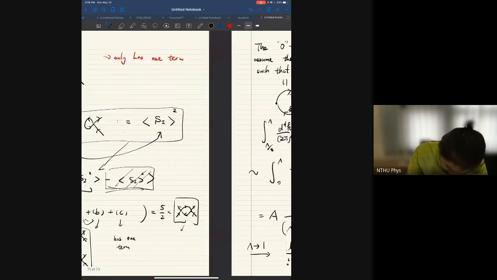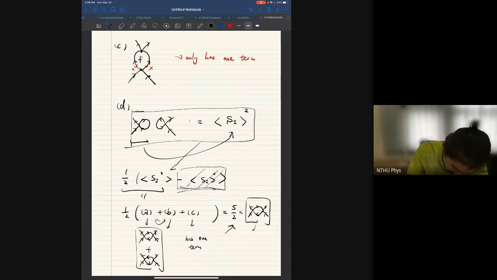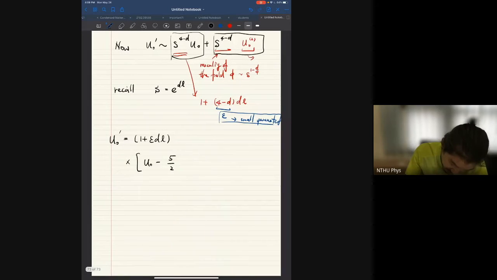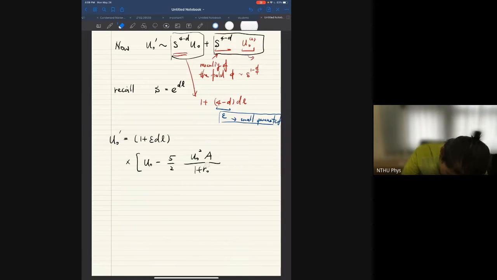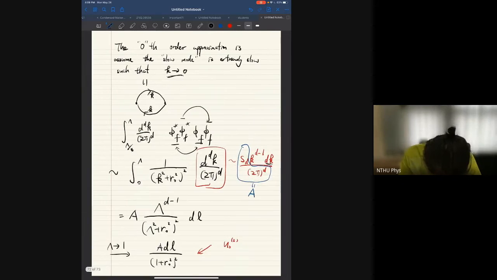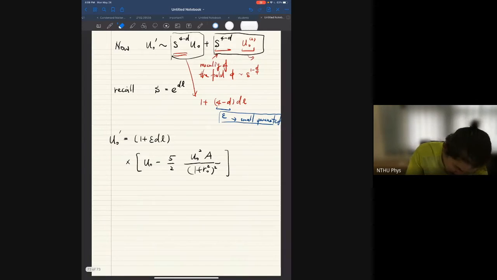This 5 over 2 comes from this part, right? And this is the minus of this one, so we get a minus. So this is minus 5 over 2 times the term u naught squared times a divided by 1 plus r naught, squared. Sorry, (1 plus r naught) squared. Okay, so basically this is the thing we have.